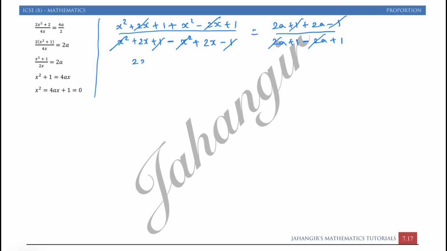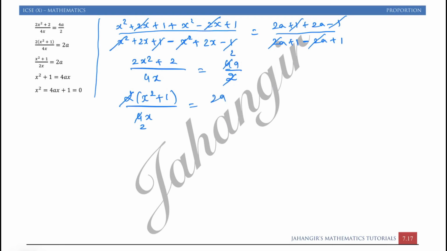x square plus x square is 2x square, plus 1 is 2, upon 4x is equal to, sorry, 2a plus 2a is 4a upon 2. So here I can cancel 2. From the numerator I can take 2 common, that is x square plus 1 upon 4x. 2 ones are 2, 2 twos are, so I get 2a. So therefore the last step I can write as x square plus 1 upon 2x is equal to 2a.